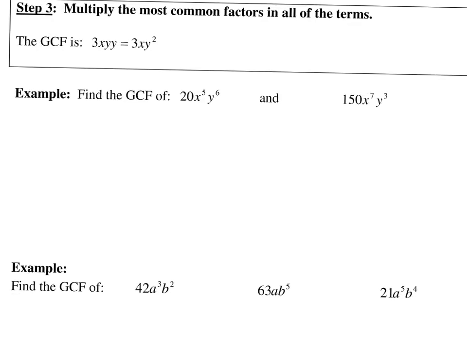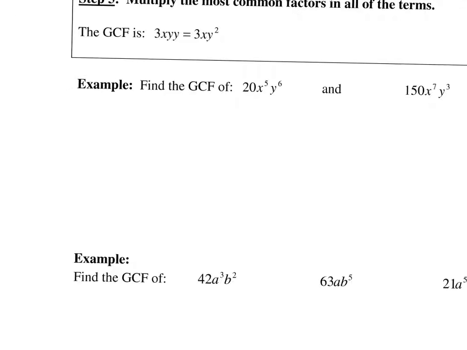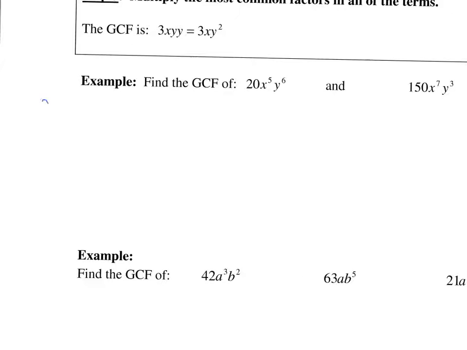Okay, we're going to do the same thing down here. We have two new terms. We have 20x to the 5th y to the 6th and 150x to the 7 y cubed. So the first thing we're going to do is break it down into prime factors. And I'm going to write over here 20x to the 5th y to the 6th. Well, when we break down the 20, we have 2 times 2 times 5. And you guys can use the tree on that to figure those out. X to the 5th, 1, 2, 3, 4, 5. Y to the 6th.